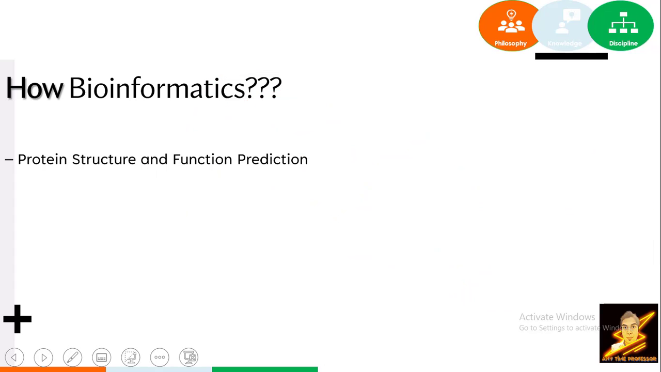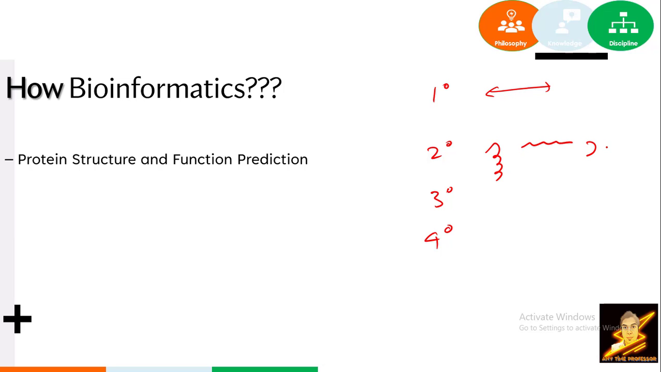Next is related to protein structure and function prediction. In the previous slide I told you there are four levels of protein structure. By the use of bioinformatics we can easily determine the sequence, and the secondary structure. Here, determine means we can predict; it is not 100% correct, but based upon the algorithm we can say with this much surety that it must consist of this many helices, this many beta sheets, or maybe turns, or coils.